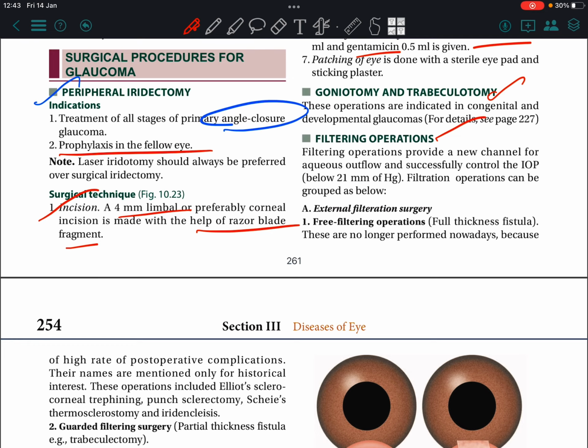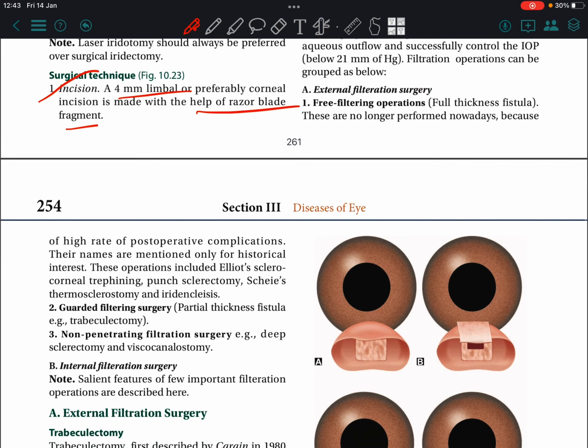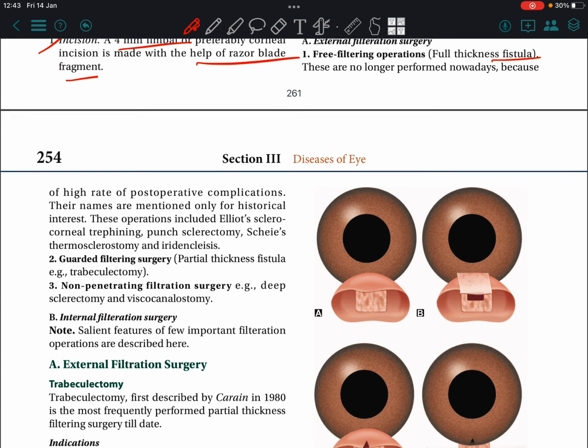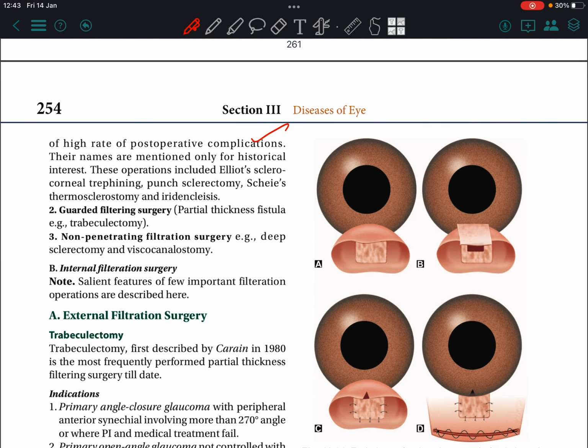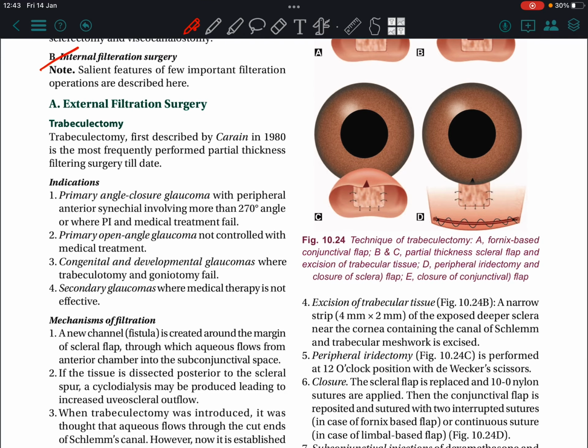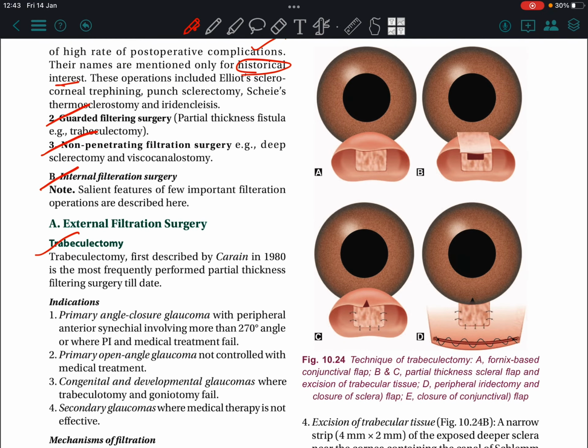Filtering operations: external filtration surgery, full thickness fistula operations. These are no longer preferred because of high rate of postoperative complications. Their names are mentioned only for historical interest. Gordon filtering surgery. Non-penetrating filtration surgery, internal filtration surgery, and external filtration surgery. Trabeculectomy: a fornix based conjunctival flap.